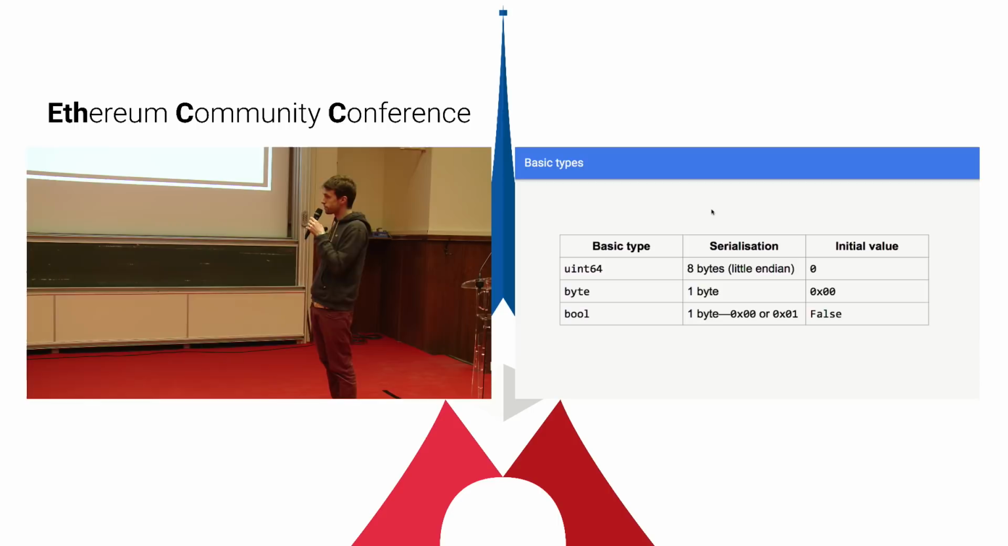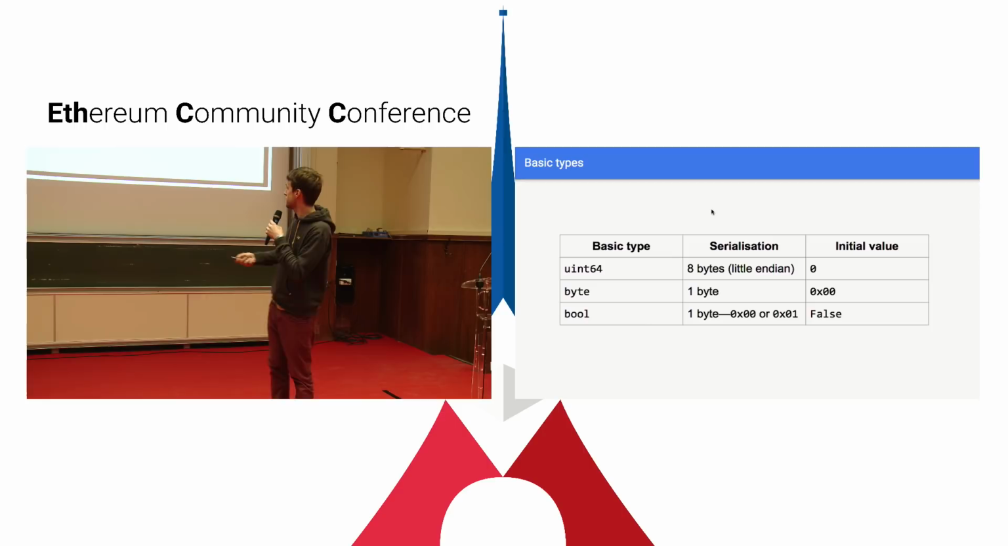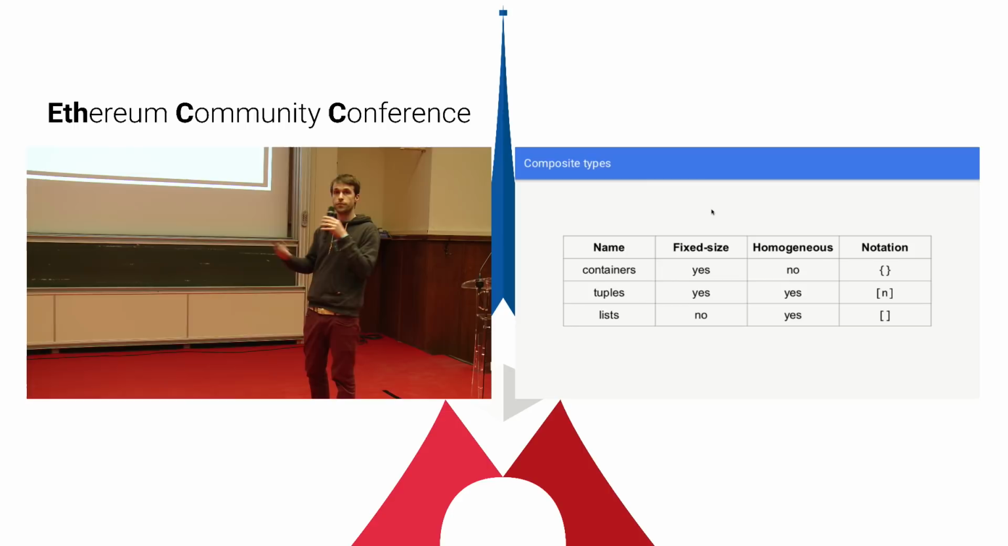And then from these three basic types, we start building more complex types with so-called composite types. And there are also three here, very simple. We have the notion of a container, which is a bit like an object, like a JavaScript object, where you have key value pairs. And the values don't have to be homogeneous. If you have an object, for example a block object, you can put all sorts of different things in there, and that would be a container. It has a well-defined size, and we use the curly braces notation.